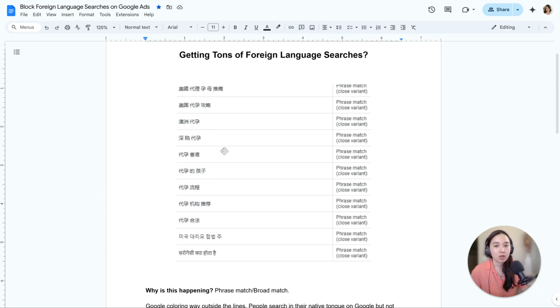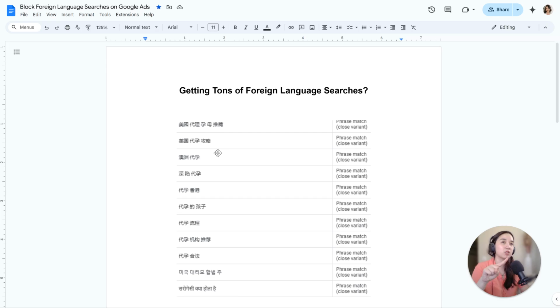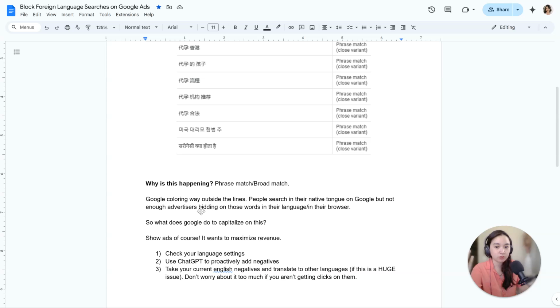And I have a few different ways that you can look into potentially reducing this. Number one is making sure that your language settings is set to English only. Most of the time, that's not really the issue, but first check that on your campaign. Make sure that you're only targeting English on your campaign settings. In this specific campaign that you're seeing here, it is already targeting English, but it could be someone searching on an English browser in their foreign language that's triggering the ads.